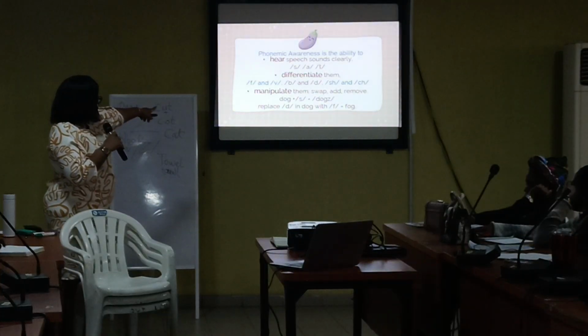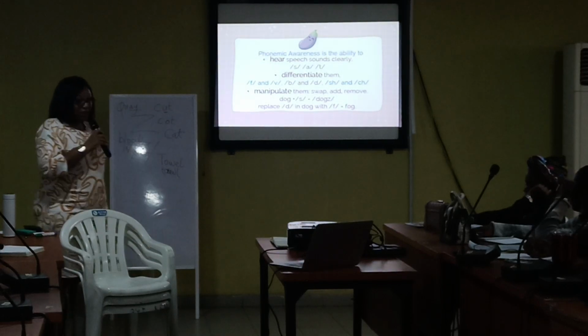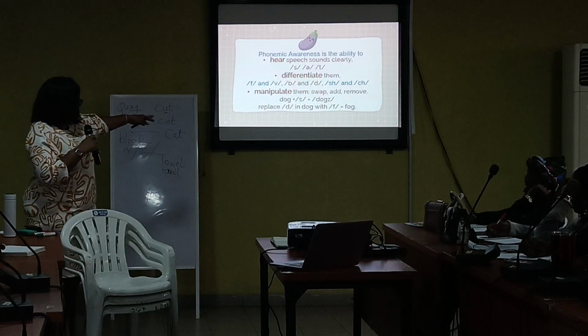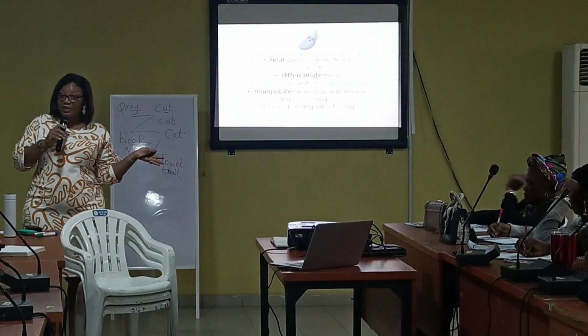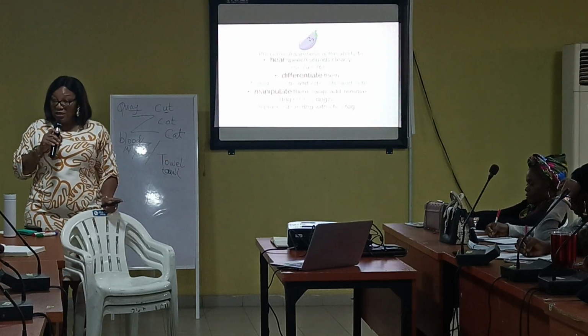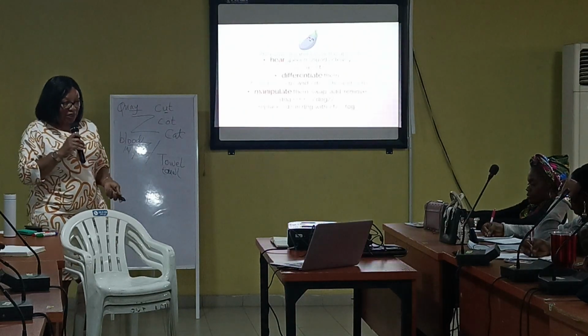Alright. And then the third one is manipulate. So differentiating is one skill, and manipulating is another skill. So you have the word dog, for instance. What if I add the s sound to the word? What do I get? Not dog, but dogs. Alright, so that needs to be taught to the children. They need to know that.